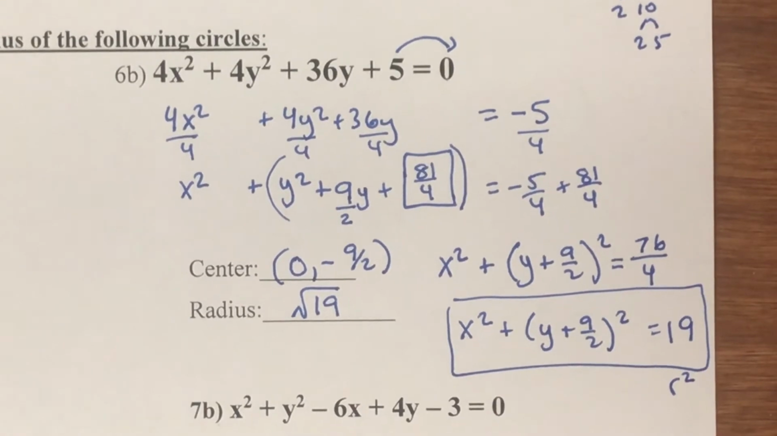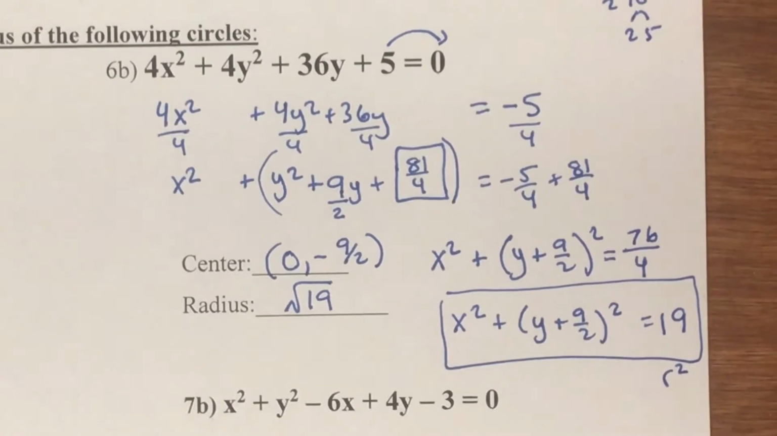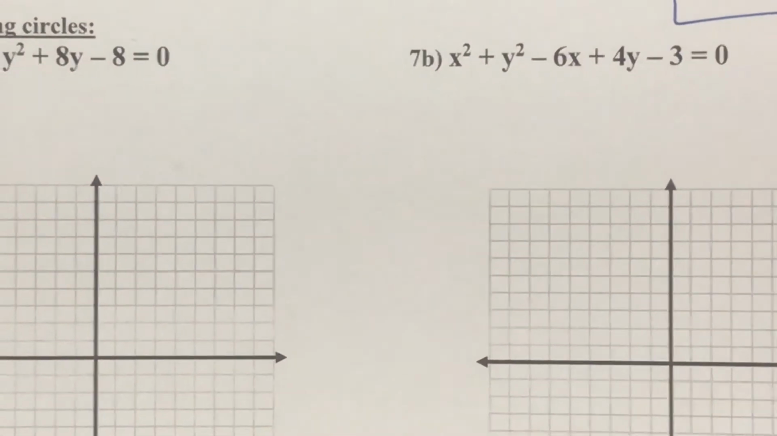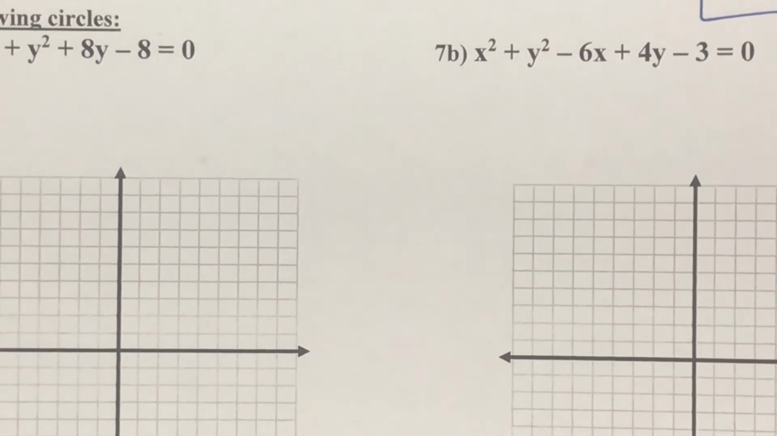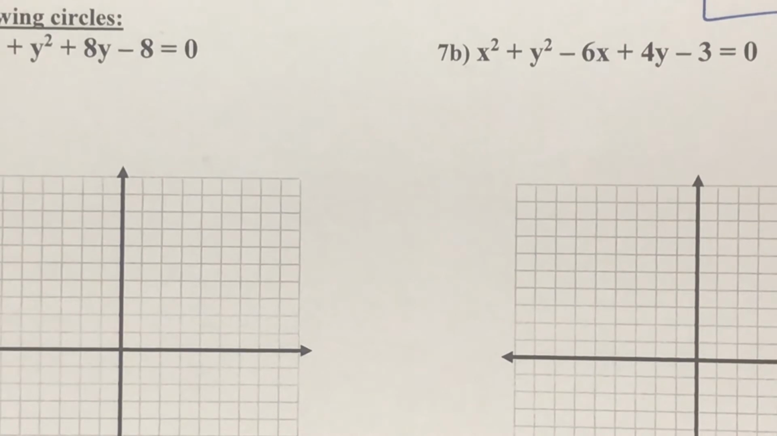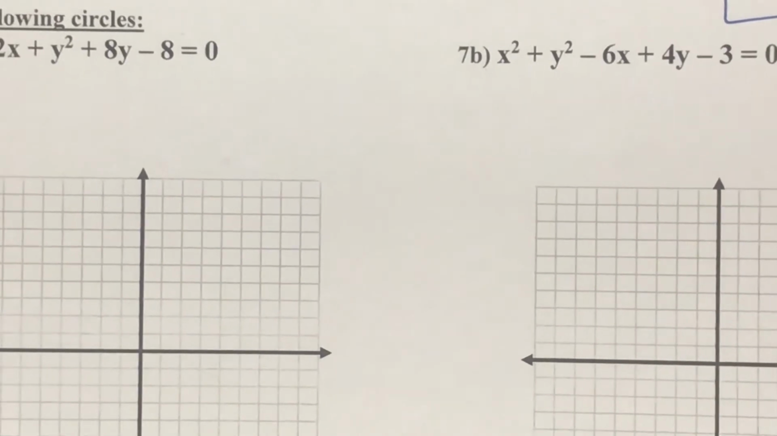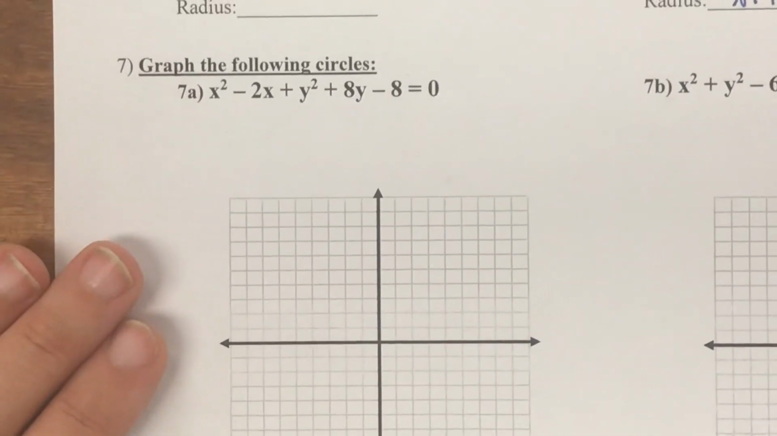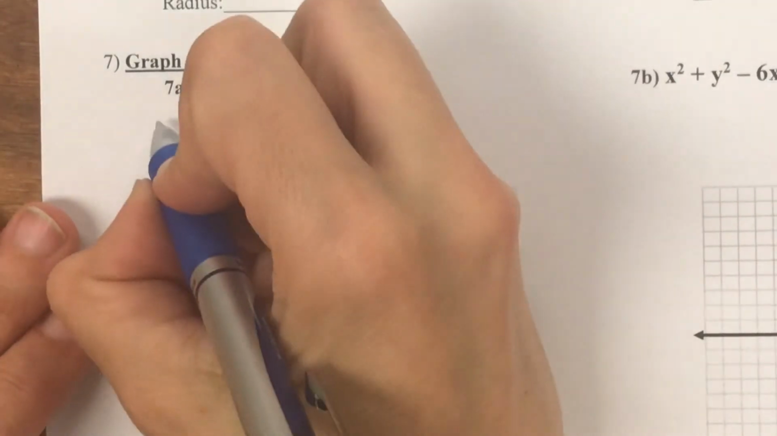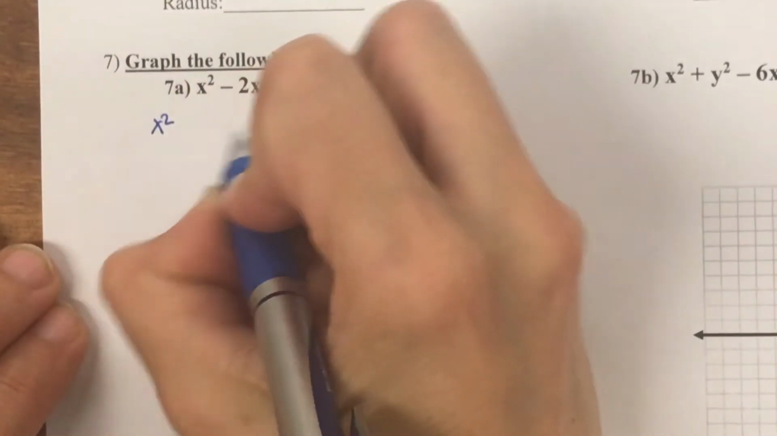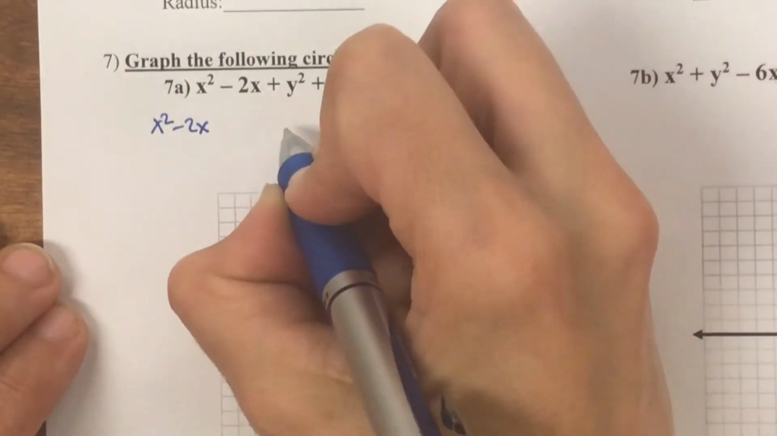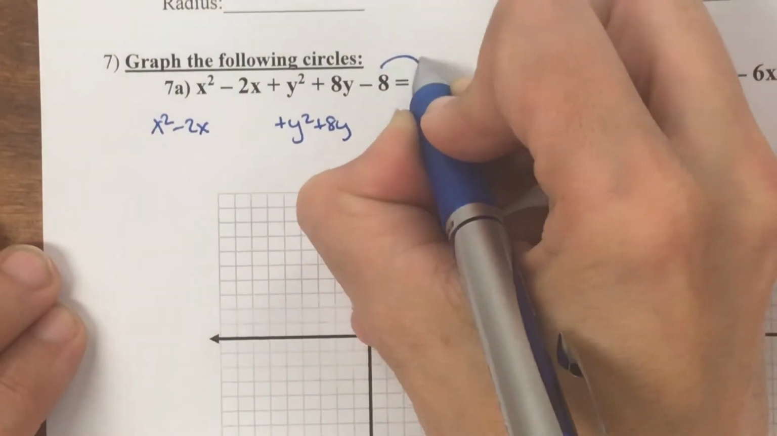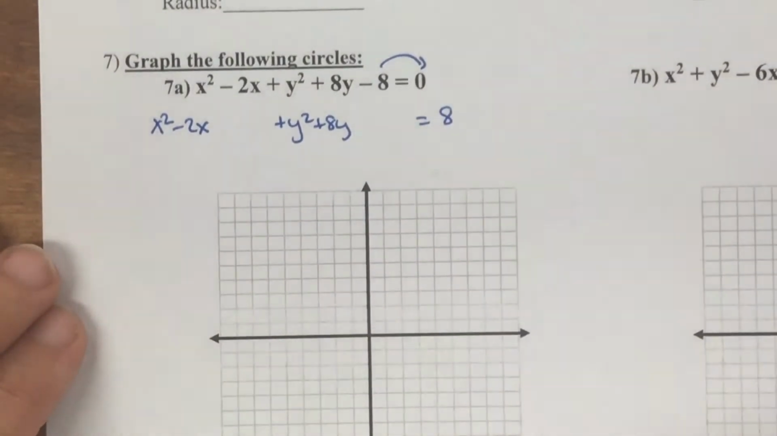All right, let's move on to number 7. So in number 7, let's see, which one do I want to do with you? They look pretty even. We'll go with the first one. So again, it's completing the square. So we have x squared minus 2x, leave a gap, plus y squared plus 8y, leave a gap, and add that 8 to the other side.